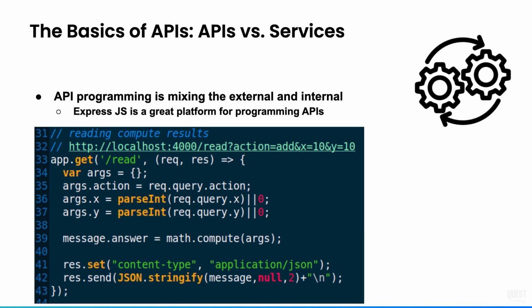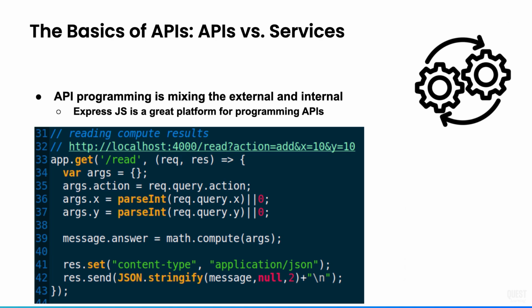This is what it looks like when I mix that read service request with the actual math service below. Notice that I get a GET on read, and then I look at the request message and I look at the query values for the action and the values for X and Y. And then I load those into an arguments object and pass that to my internal service. I then get an answer from the internal service, put that in my message, and then send that message out.